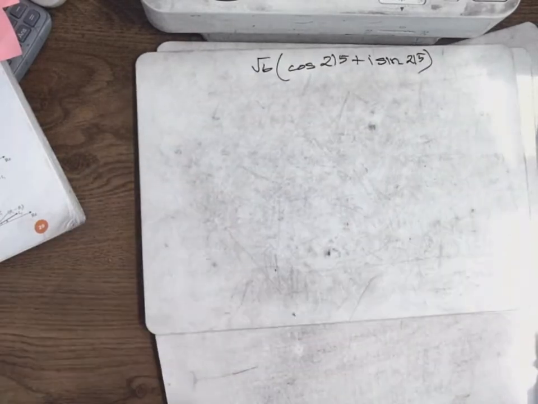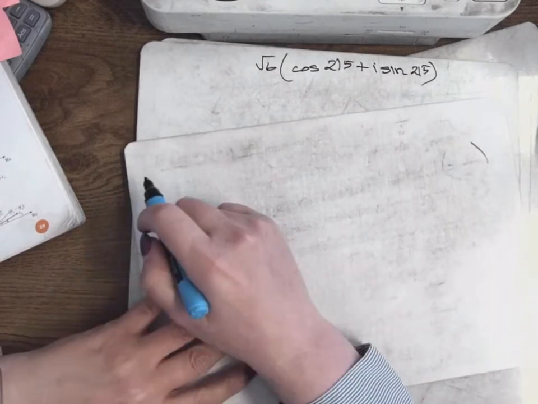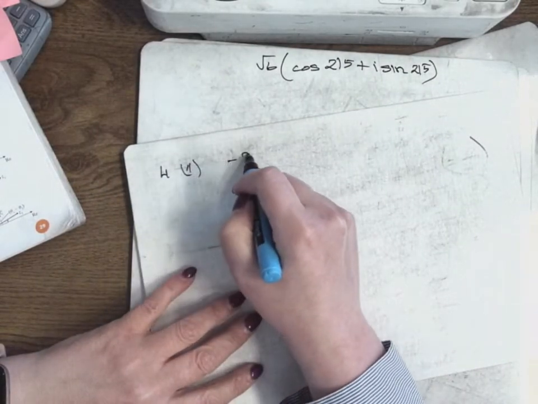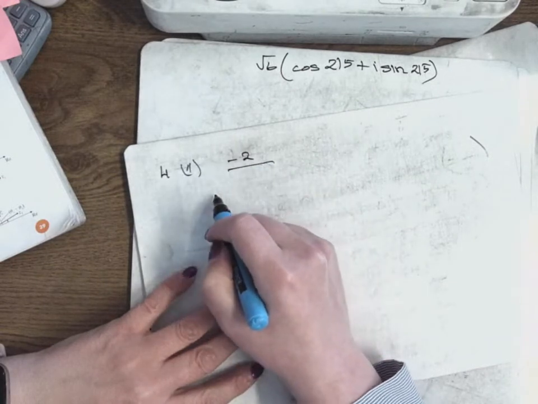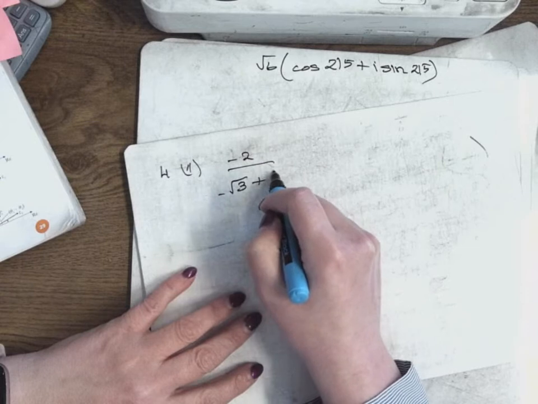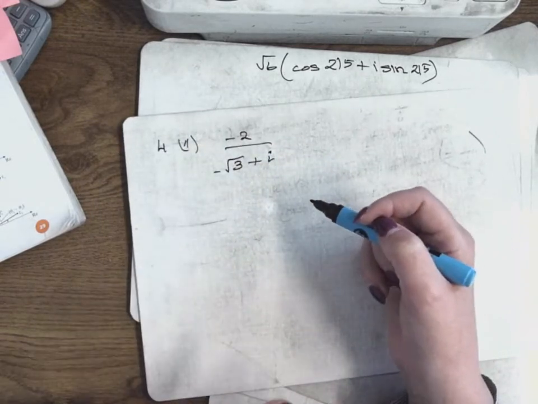Can you do the second part of 4? Second part of 4, yeah, no bother. Okay, so 4 part 2 is minus 2 all over minus root 3 plus I. Okay, you can't do anything with it in that form. You have to do the division before you start.